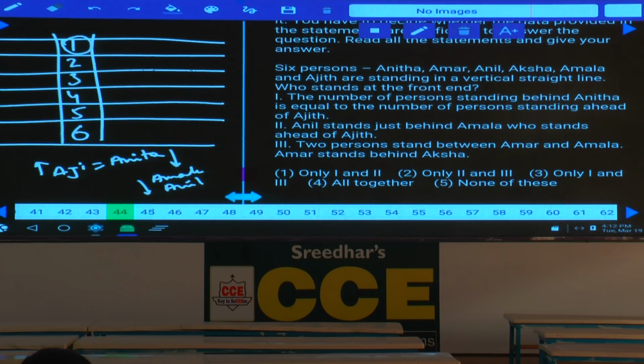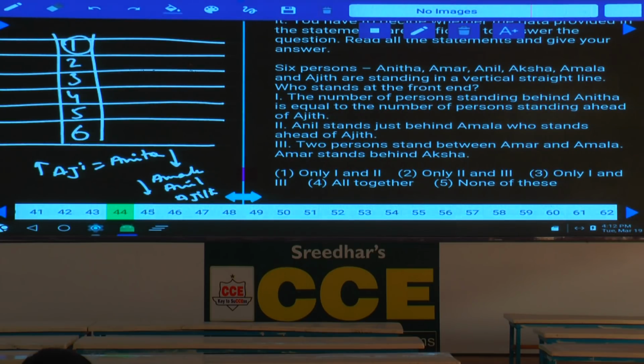Then 2 and 3. If you go for 2 and 3, Anil stands just behind Amala, and Amala stands ahead of Ajit. Amala is ahead of Ajit. The number of persons between Anil and Ajit is not given.